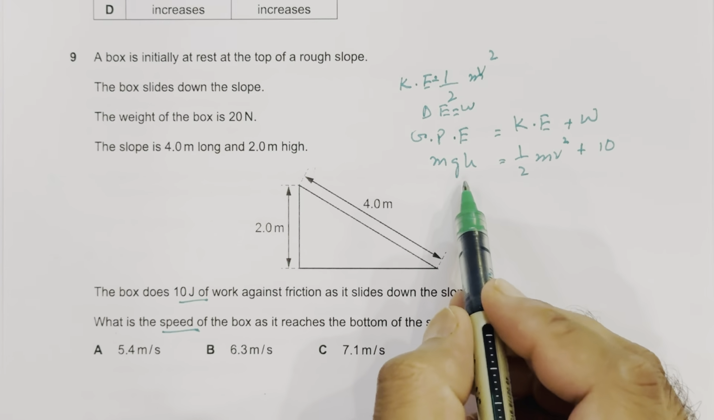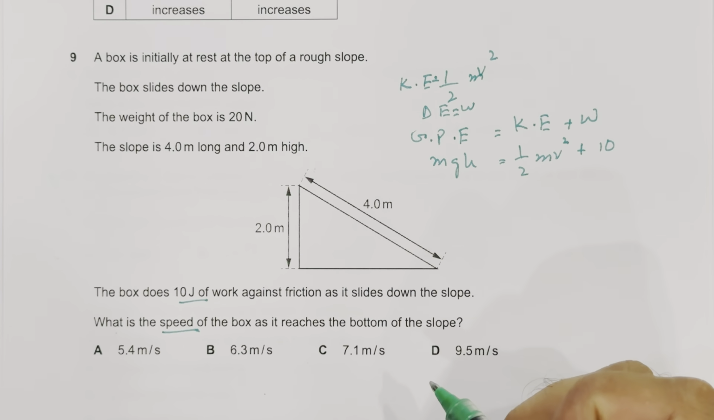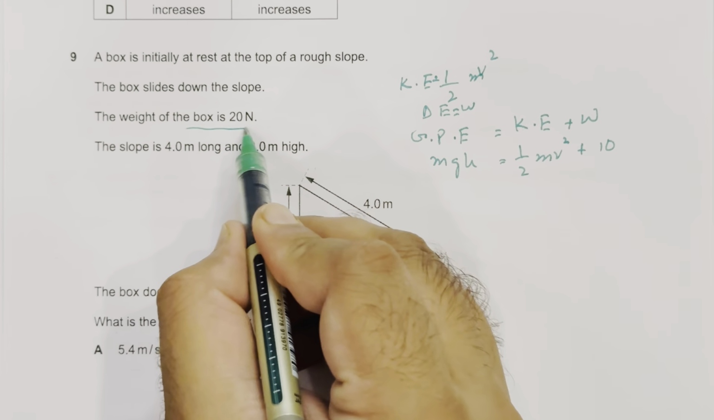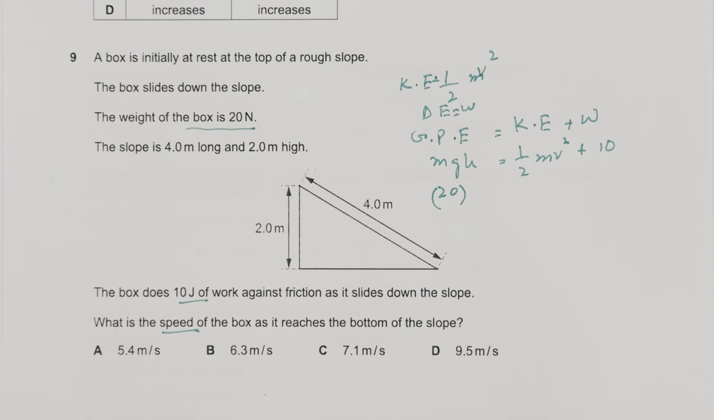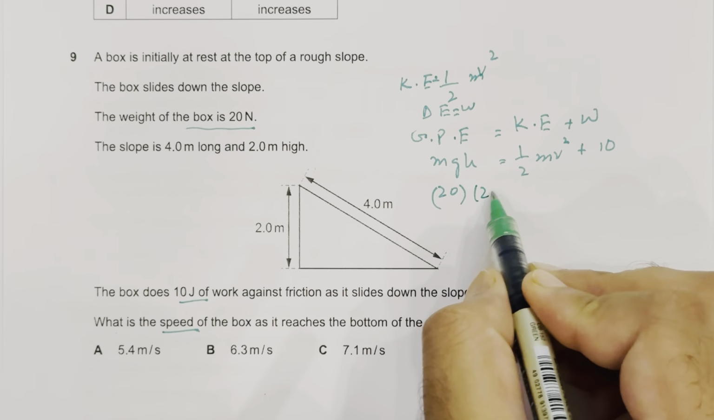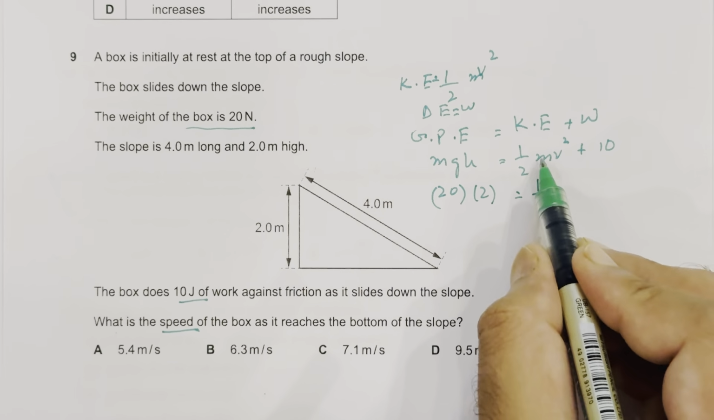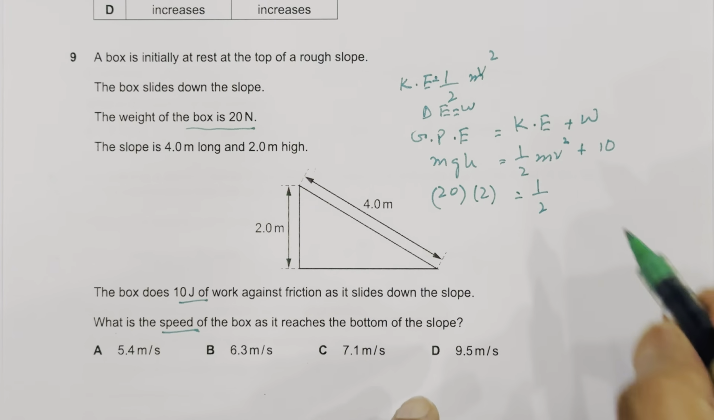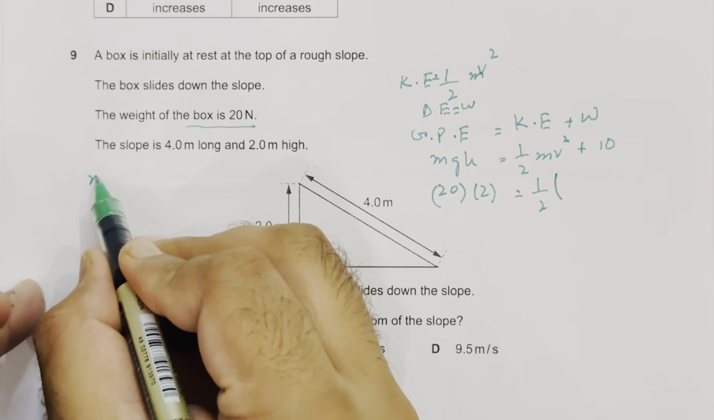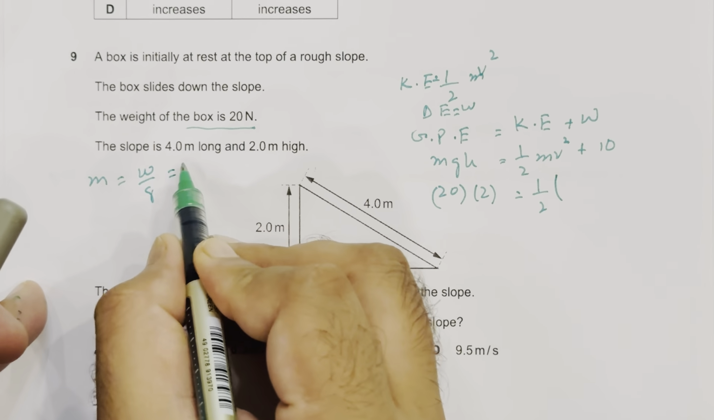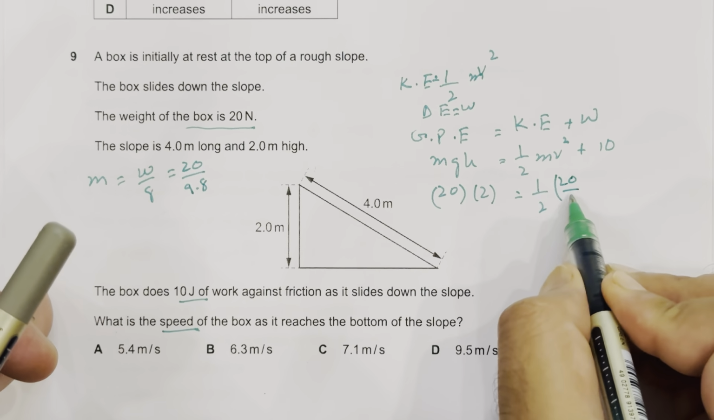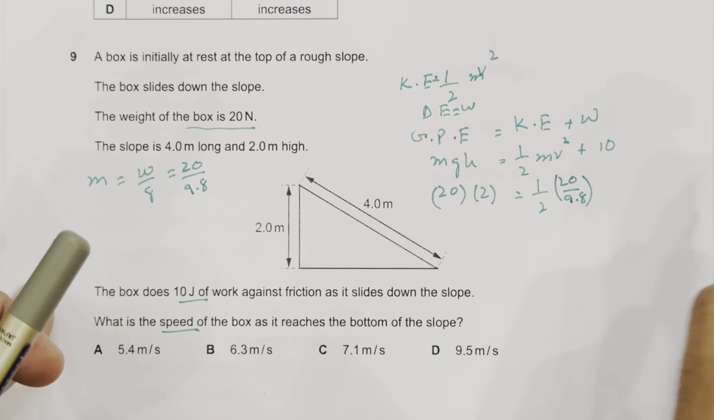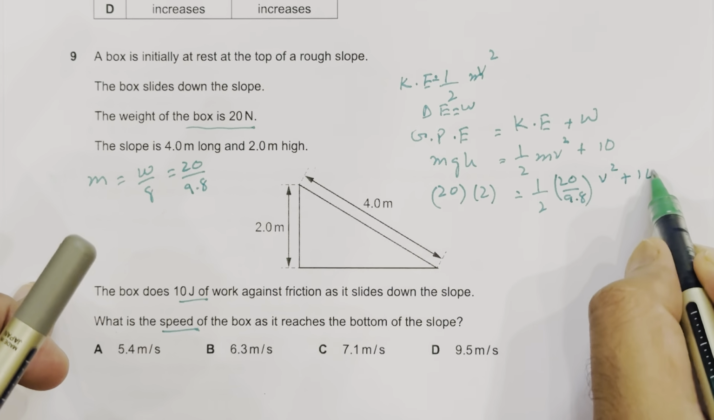We know the value of mg is 20 Newton because the weight was carrying 20 Newton. So this was a bit tricky question, so we have to put 20 over here. And the height, from the diagram we can see, is 2, substituting over here 1/2. And what would be the mass? We can get the mass by W by G. We know that W is 20 and G value is 9.8, so we're gonna write over here 20 by 9.8, and we have to find V square plus 10.